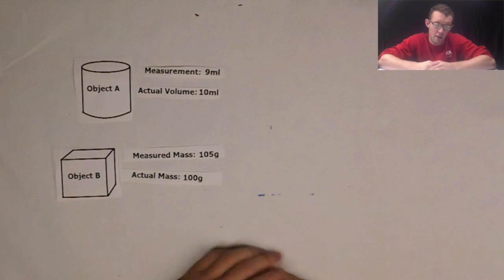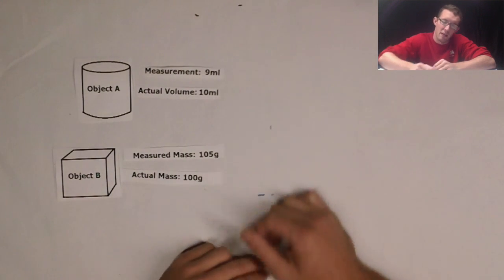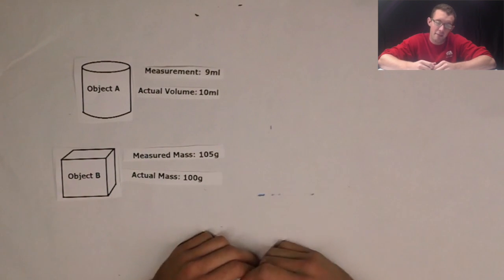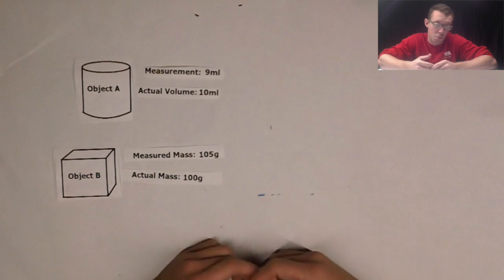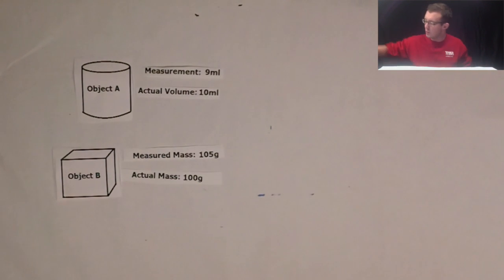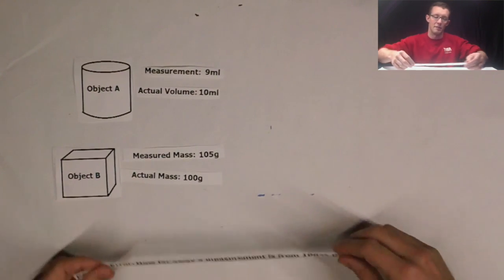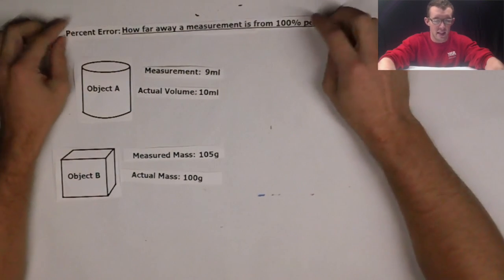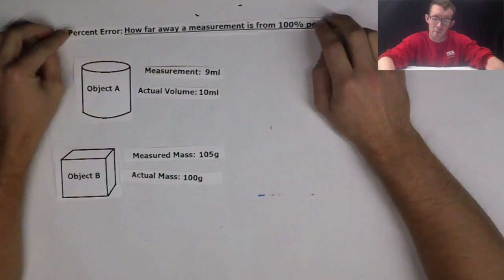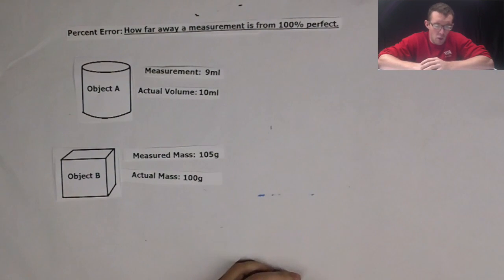Is that good? We were off by 5 grams, we were off by 1 milliliter. Is that bad? We were in the right ballpark. Well, what scientists use to gauge the accuracy of their measurements is a calculation called percent error, which is just how far away their measurement is from 100% perfect.